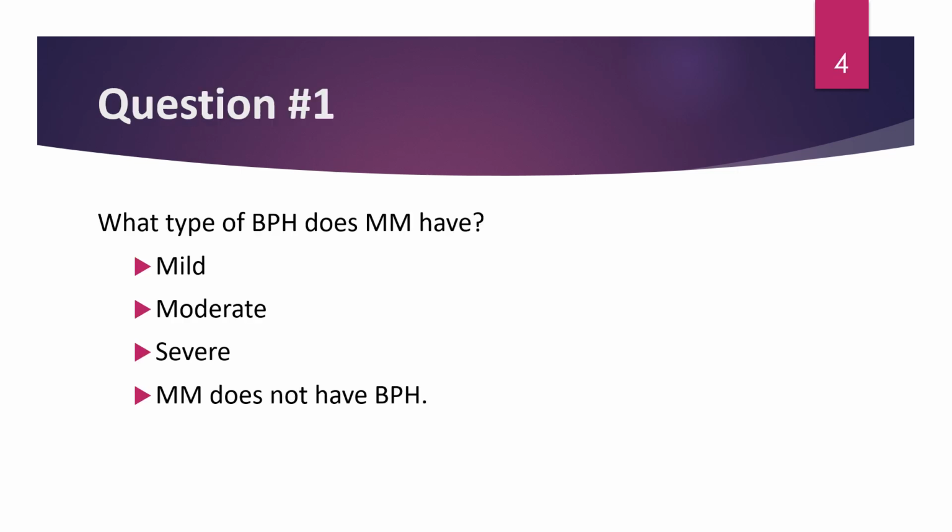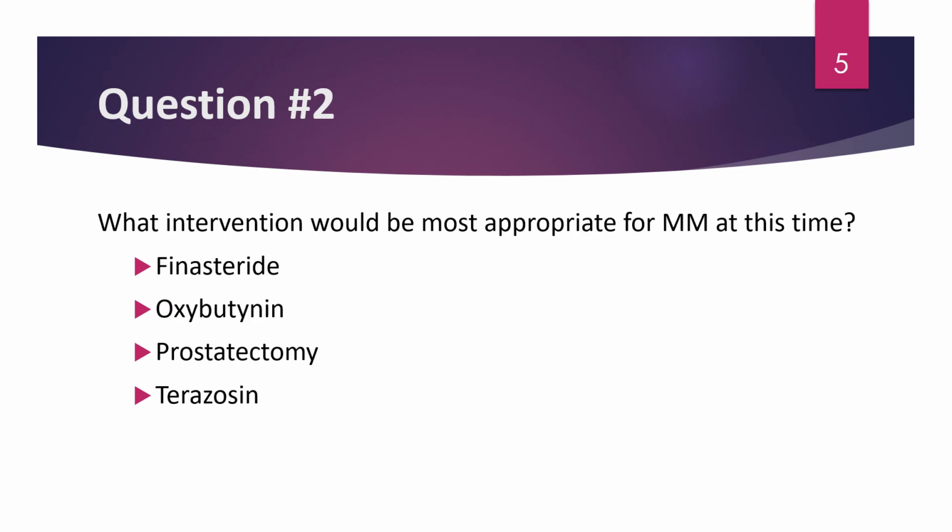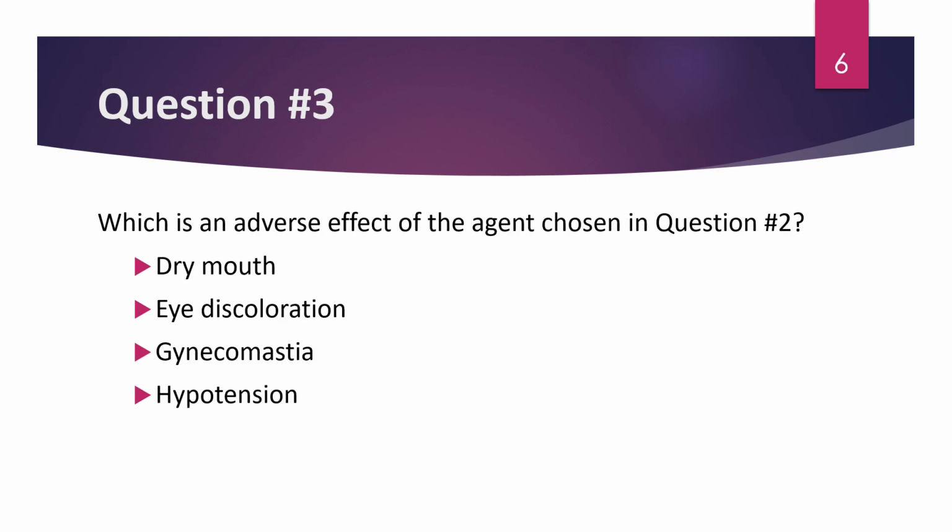So what type of BPH does MM have? Does he have mild BPH, moderate BPH, severe BPH, or does MM not have BPH? Second question, what intervention would be most appropriate for MM at this time? Finasteride, oxybutynin, prostatectomy, or terazosin? And what is an adverse effect of the agent chosen in question 2? Is it dry mouth, eye discoloration, gynecomastia, or hypotension? After discussion of this topic today, you should be able to answer each of these questions with confidence.